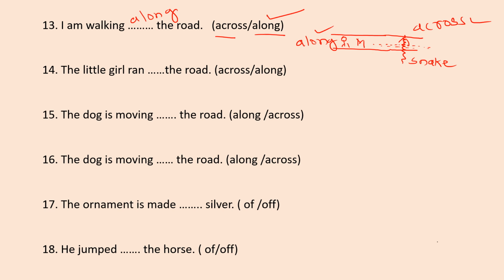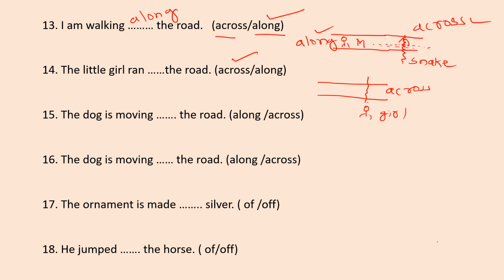Now, the little girl ran. So here, this is considered a road. The girl, what was she doing? She was running across the road. This is called across. So the little girl ran across the road here.